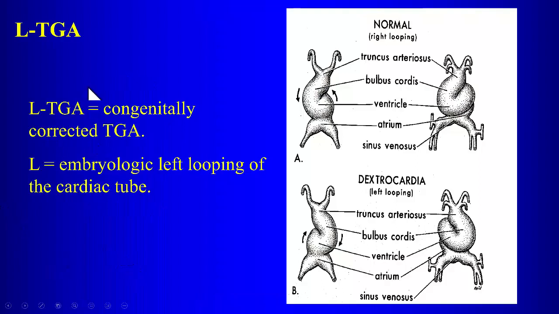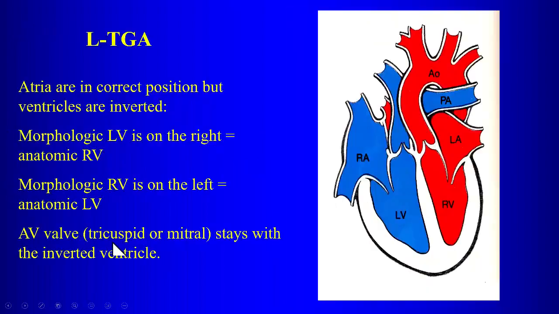Now it's called L-transposition not because the aorta is to the left of the pulmonary artery. It's called L-transposition because embryologically this results from an L loop. Normally the heart forms a D loop in embryology to form the normal heart, but when we have congenitally corrected transposition, the heart goes through an L loop, and that's why it's called L-transposition. But it's congenitally corrected, so the atria are in the correct position, but the ventricles are kind of reversed. The ventricles are twisted so that they connect to the right chambers, right?